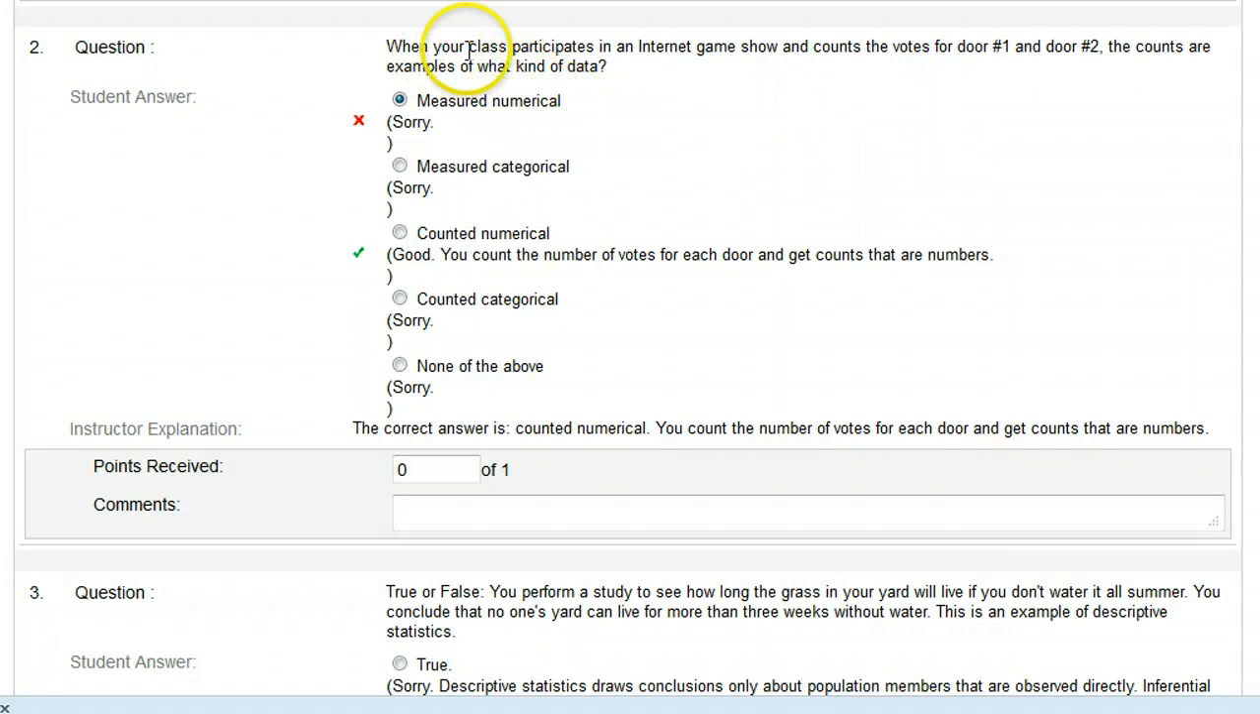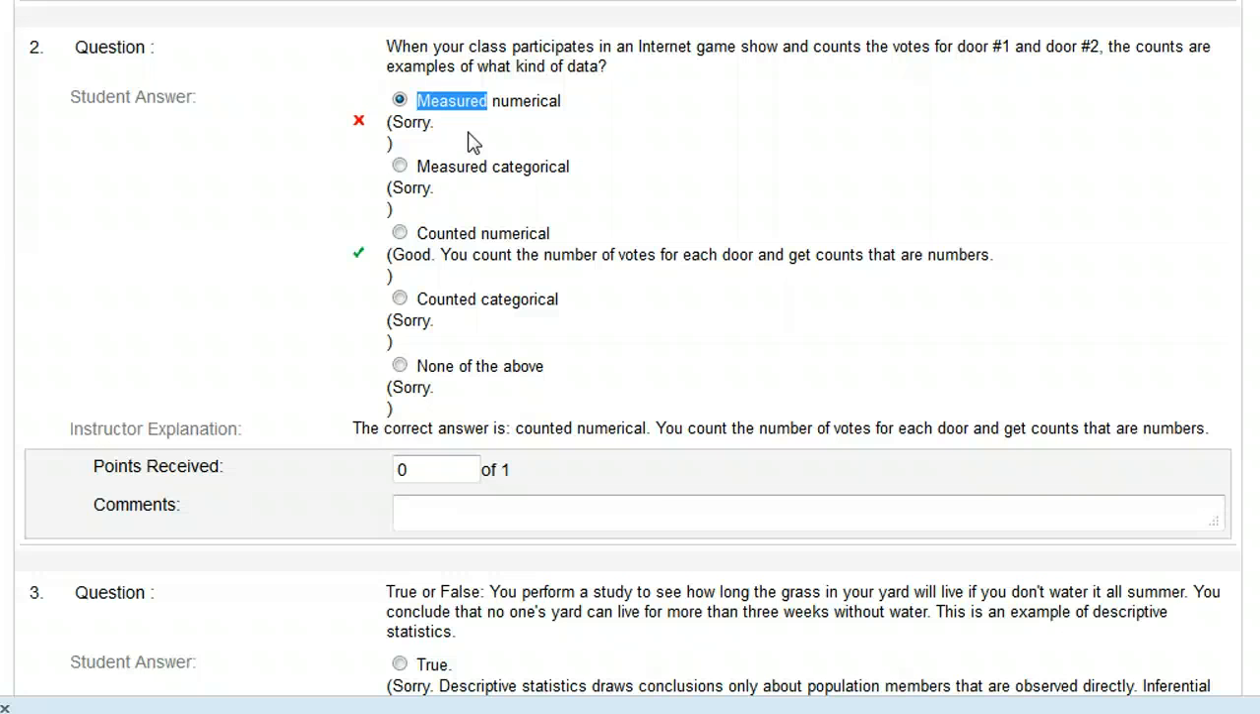Question 2. When your class participates in an internet game show and counts the votes for door number 1 and door number 2, the counts are examples of what kind of data? So now you're talking about, okay, we're counting how many people are behind door number 1. So you are counting them. That's why you want to go with counted. Measured is used if it's a measurement like it sounds. So for example, you might measure height. If you were measuring the height of the participants, that would be measured. But here you're just counting the participants.